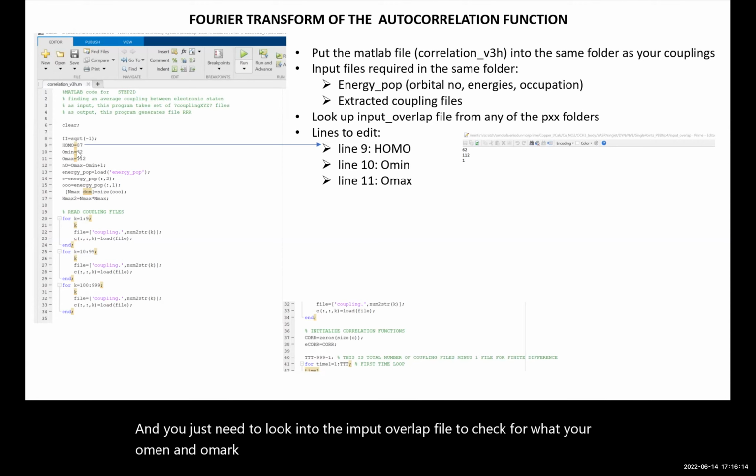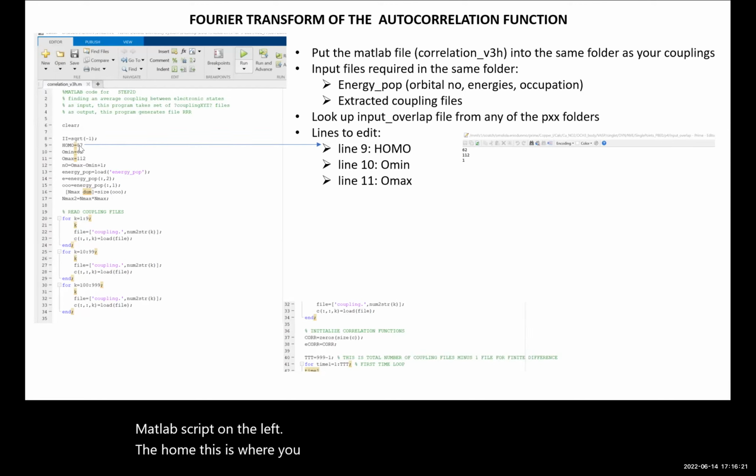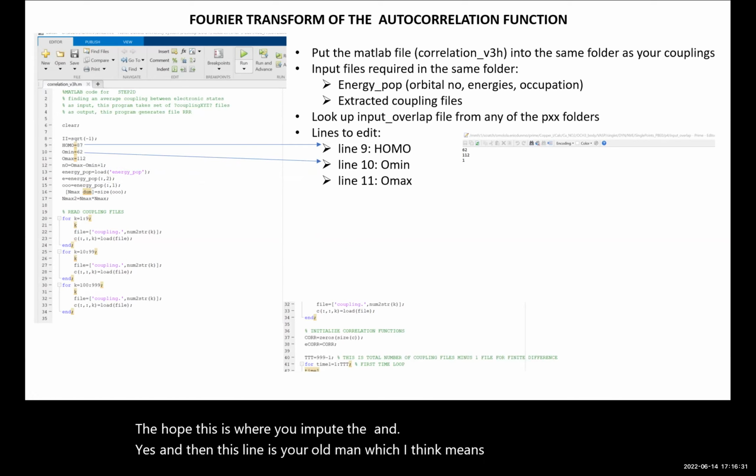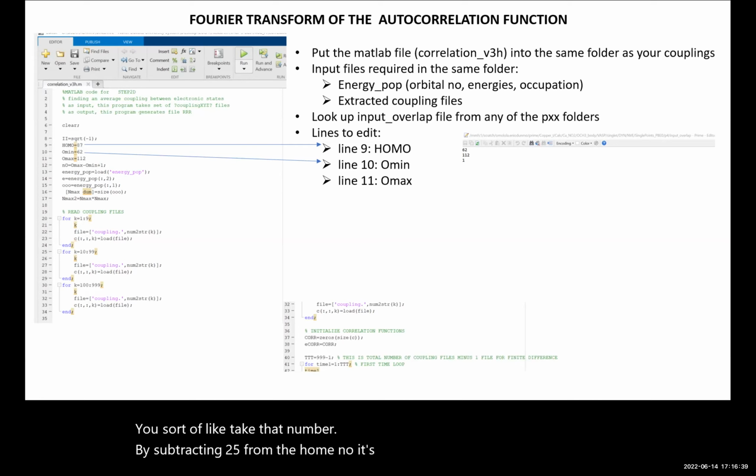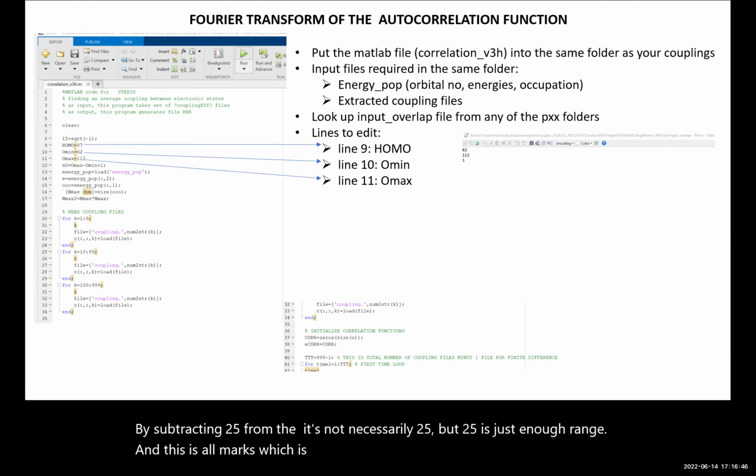Here I'm showing the MATLAB script on the left. This is where you input the HOMO, and then this line is your O-min, which I think means minimum orbital. You take that number by subtracting 25 from the HOMO. It's not necessarily 25, but 25 is just enough range. And this is O-max, which is the orbital number when you add 25 to the HOMO.